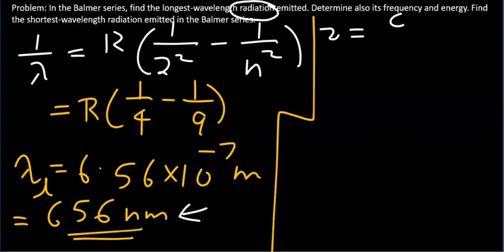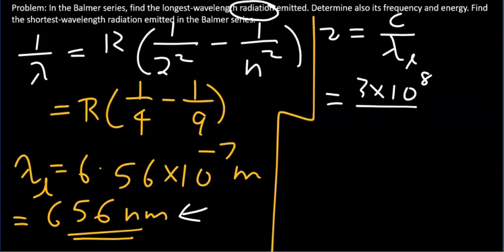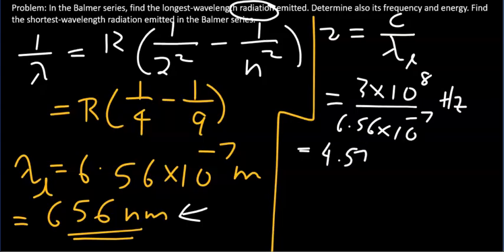So c indeed refers to the speed of light in vacuum. That divided by the longest wavelength that we have just calculated. The speed of light is 3 times 10 to the power 8 meters per second. The wavelength that we have just calculated, in meters, is 6.56 times 10 to the power minus 7. The answer will be in units of hertz, and that's going to give you 4.57 times 10 to the power 14 hertz.